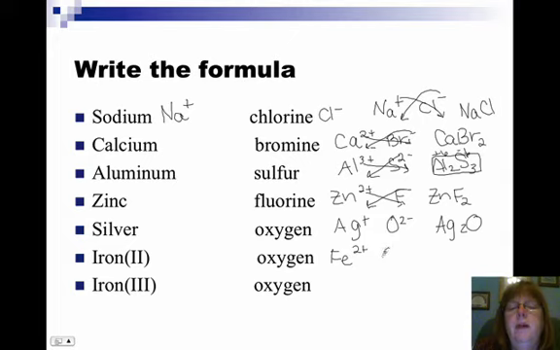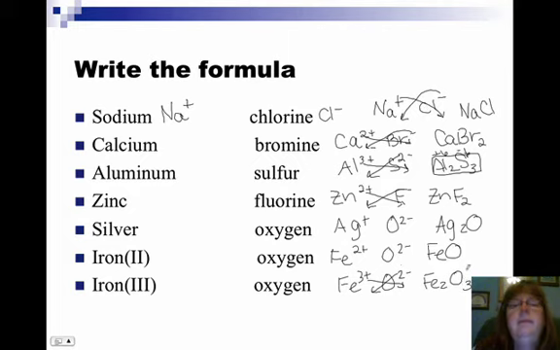Iron 2. What's the charge on iron 2? Plus 2. Oxygen, minus 2. Now when you do this crossover, you come up with Fe2O2, but it's a 1-to-1 ratio. So we want to simplify to the lowest possible whole number. So FeO will do it. Iron 3, plus 3 charge. Oxygen, minus 2. 2 irons for every 3 oxygens. Okay, so now we can go both ways. We can name it sodium chloride, or we can write the formula, NaCl.